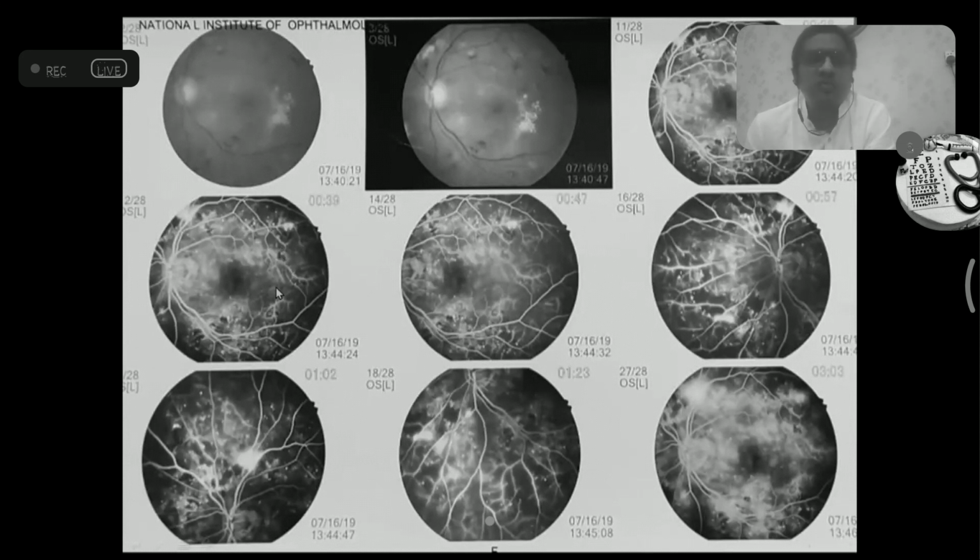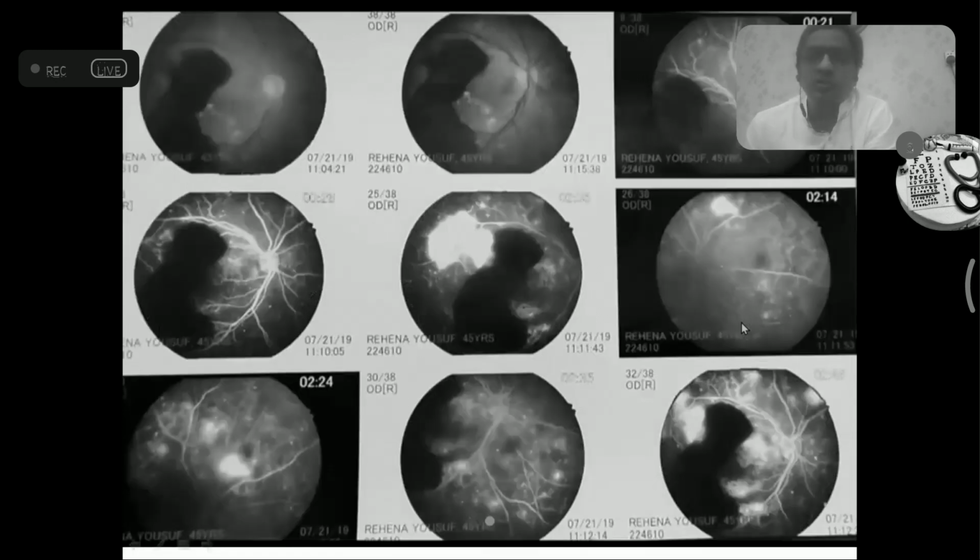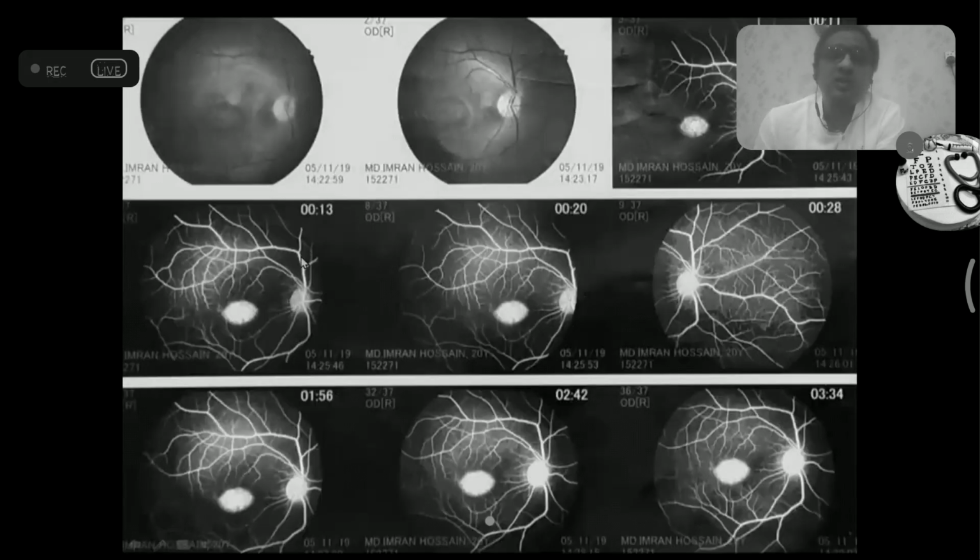There are huge multiple microaneurysms, hypofluorescence, and leakage in the late stage. This is block fluorescence, where there is a preretinal hemorrhage but the retina is not shown due to block fluorescence. And it is an important case of a patient of 20 years. This patient came to me, Imran Sheikh, with both eyes affected.